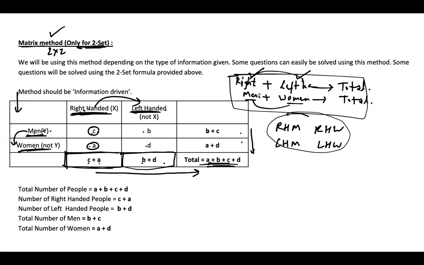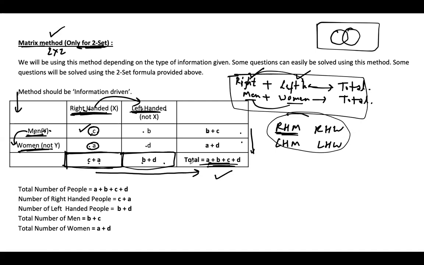And this is only used when you have this kind of information, right-handed men, when you have the value for this box, when you know right-handed women, when you know left-handed women, only then you use it. And this is valid for two sets. So sometimes we'll be using sets, sometimes we'll be using a 2 by 2 matrix. When we have information such as right-handed men, or let's say left-handed women, then we'll use the 2 by 2 matrix. Is this clear, Neil? Yep.